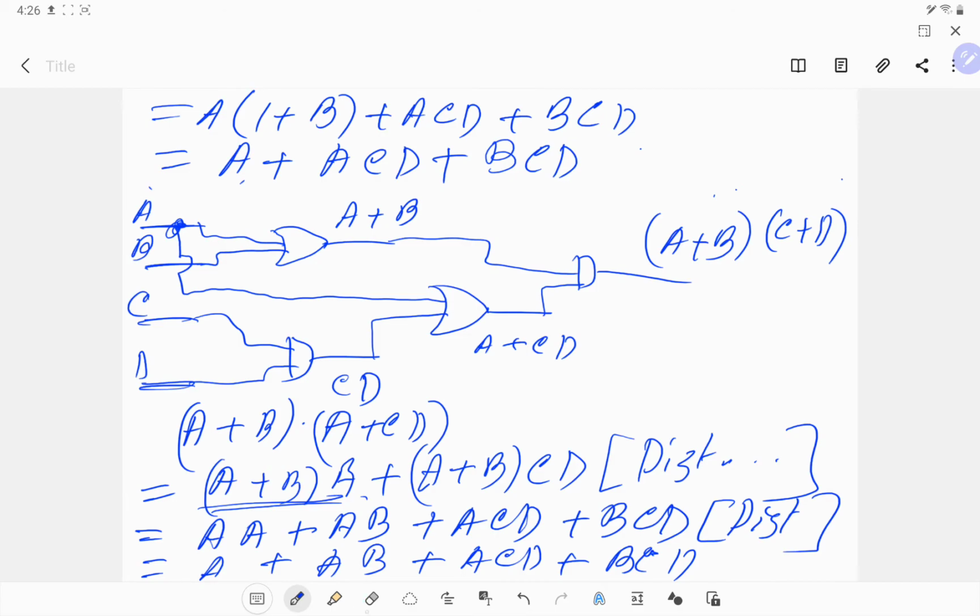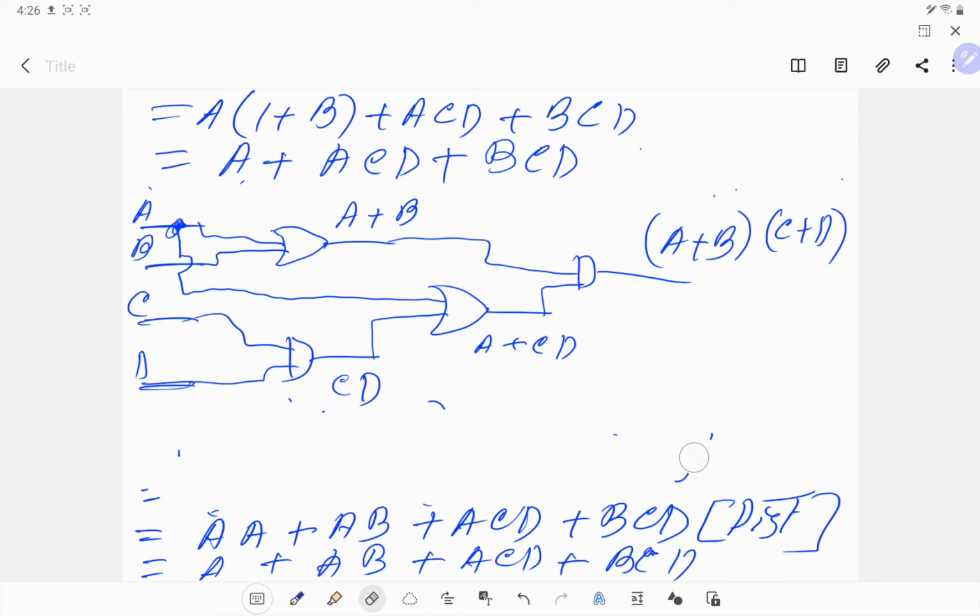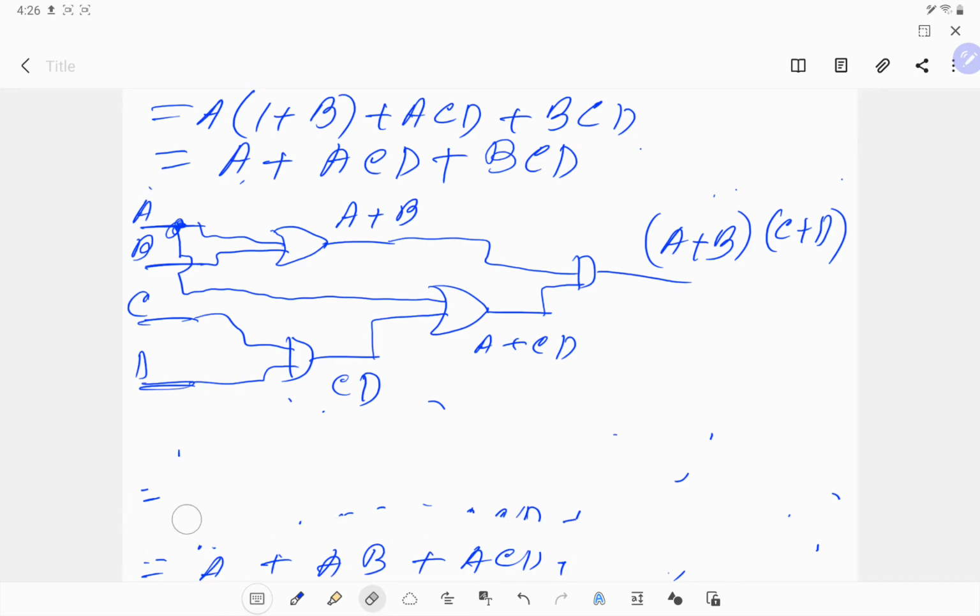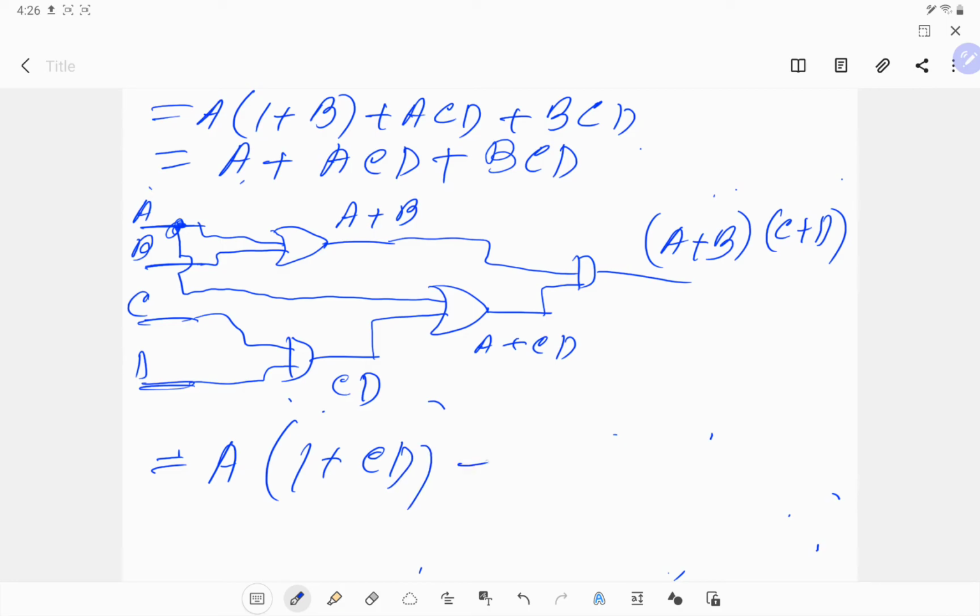Well, we again need space. Then we again apply the distributive principle: A times (1 plus CD) plus BCD. Then 1 plus CD is 1, or 1 plus anything equals 1. Then this is 1, and A times 1 equals A. So A plus BCD. So this is the simplified expression.